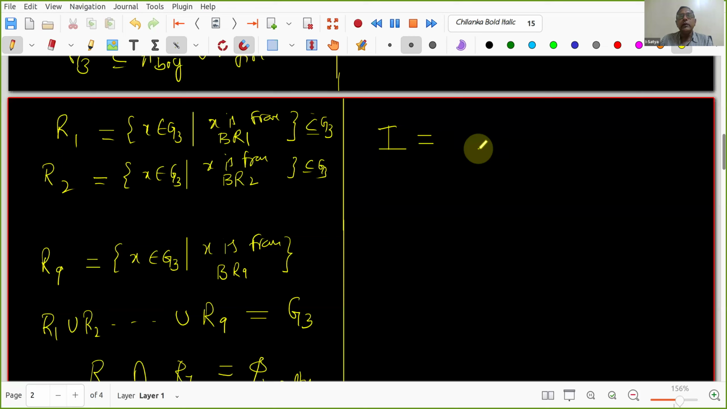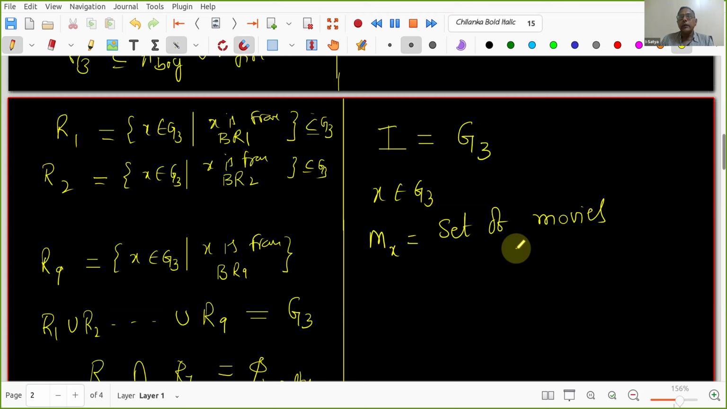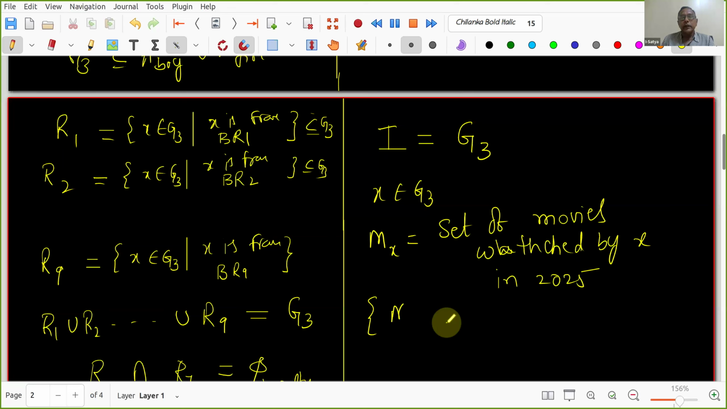I am taking again my I is equal to G3. Now for each student X belonging to G3, meaning X is a student, I am creating MX. MX is the set of movies watched by X in 2025. Set of movies. My indexing set is G3, right? So I am constructing the sets MX such that X belongs to G3. This is called a family of sets.